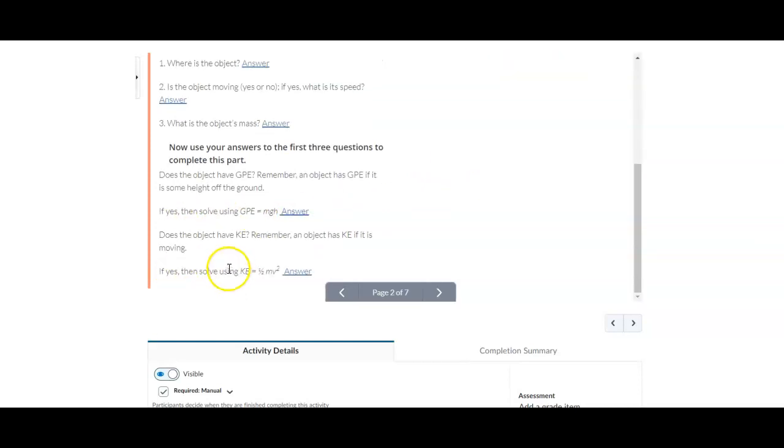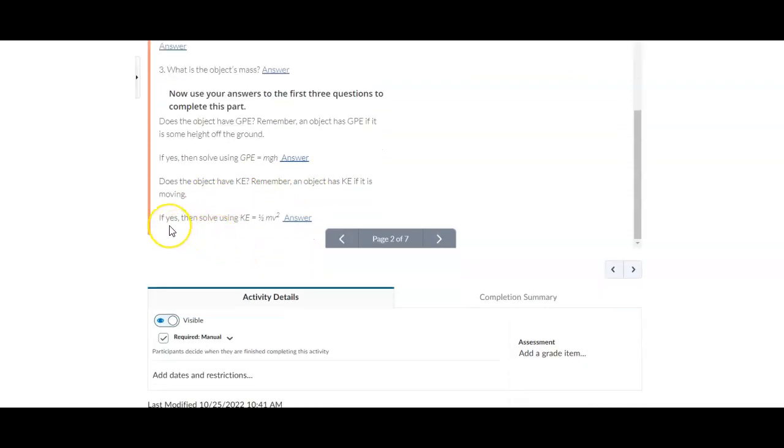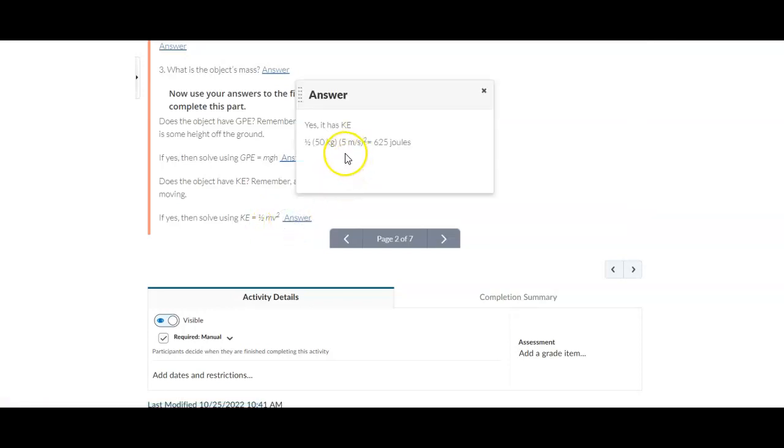So now, does the object have kinetic energy? Remember, an object has kinetic energy if it's moving. And we know that it's moving 5 meters per second. So then we need to solve for kinetic energy by plugging in numbers here. We're taking half of the mass and multiplying it times the speed, the velocity, squared. You need to remember that when you're squaring the velocity, we're squaring 5. So we're not multiplying 5 times 2, we're multiplying 5 by itself. When you square something, you multiply it by itself. So it's 5 times 5.